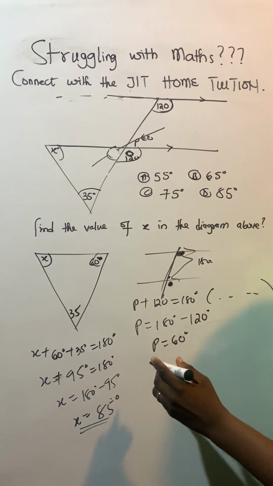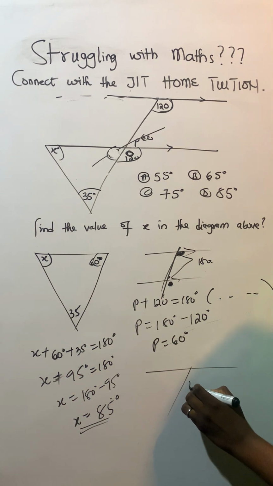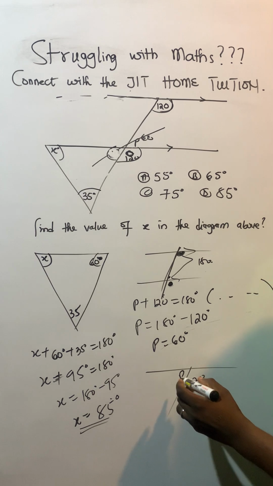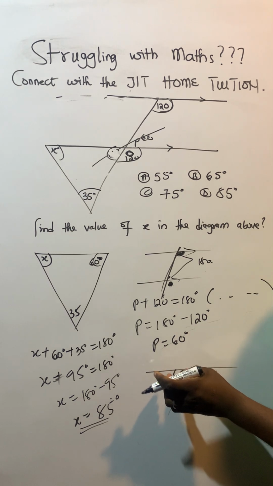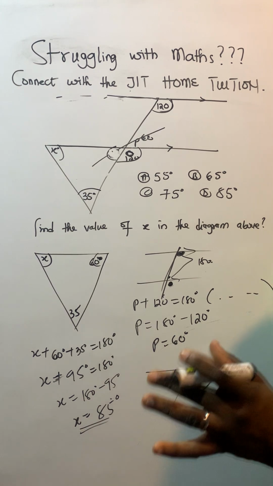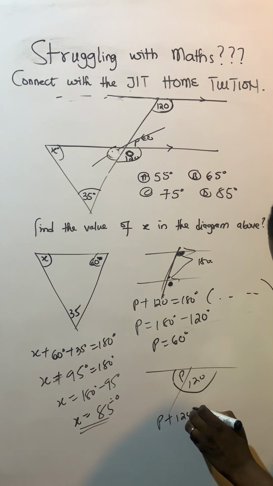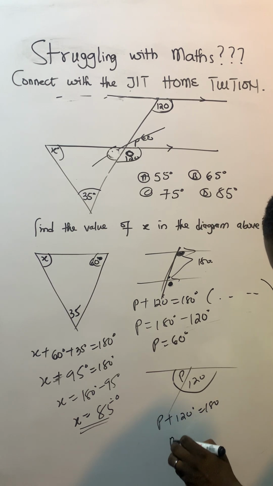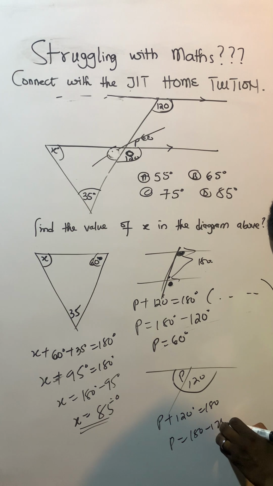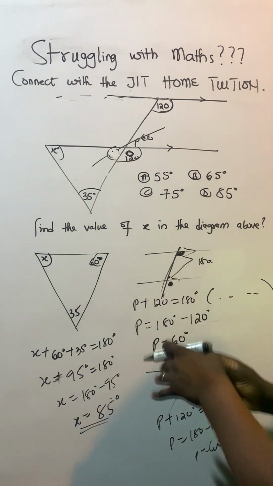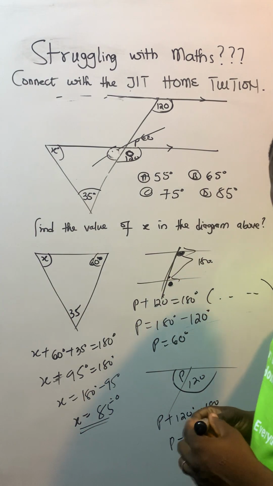Now, having gotten the 120 and this side is 120, we are looking for the angle here, which could be represented by P. This one now becomes the sum of angles on a straight line equals 180. So that will become P plus 120 degrees equals 180. P is equal to 180 minus 120. P is equal to what? 60. So this is also another way that you could have used to find the value of P. All right. I hope you get it.